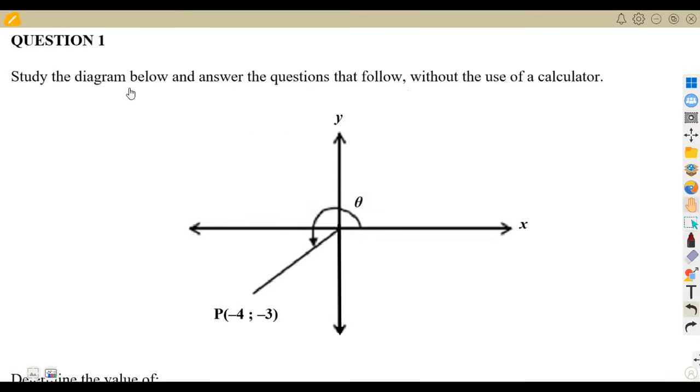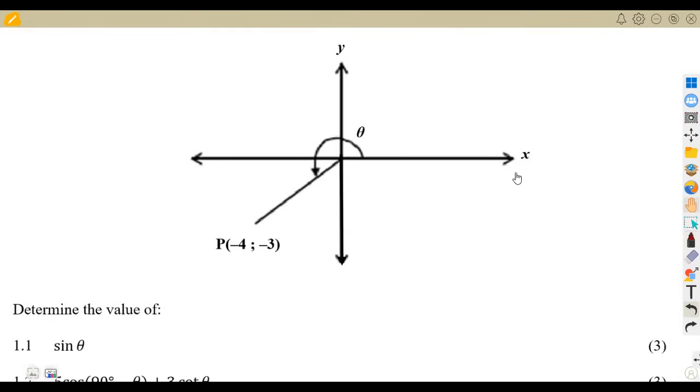Study the diagram below and answer the questions that follow without the use of a calculator in this case. All right, so let us see what we have. We're given the application of our Cartesian plane with the x-axis and the y-axis, and also the angle theta corresponding to our terminal point at P, which is given as (-4, -3). Take note there, we've got the x value and the y value. The question was to determine the value of 1.1, which is sine theta.